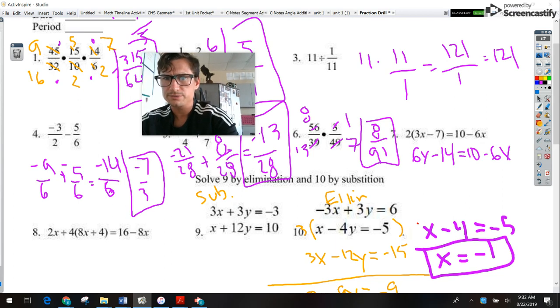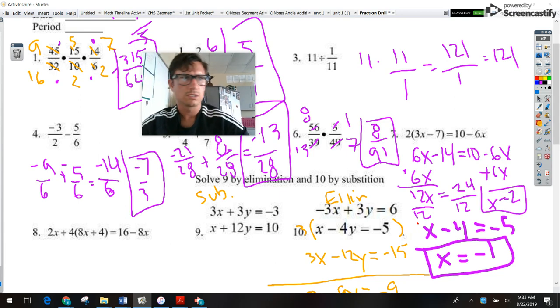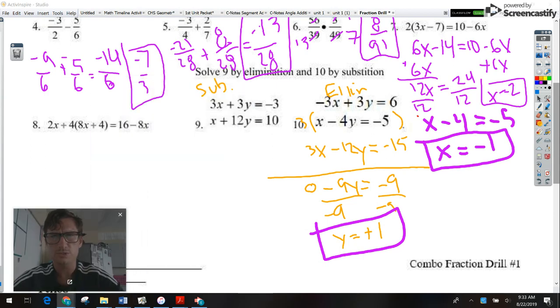Combine like terms. So here we always move the smaller variable term first. You jump the equal sign, you do the opposite. So that's 12x equals, jump the equal sign, bring the 14 over. So that gives us 24. Opposite of multiplication is division. X equals 2. The rest of the time, we're going to look at the addition elimination method and substitution.